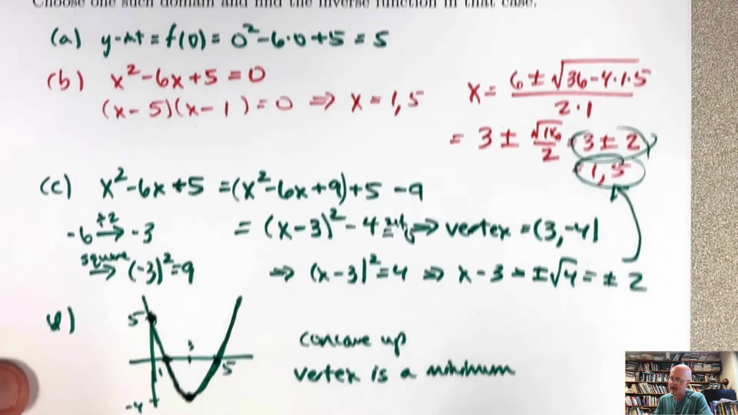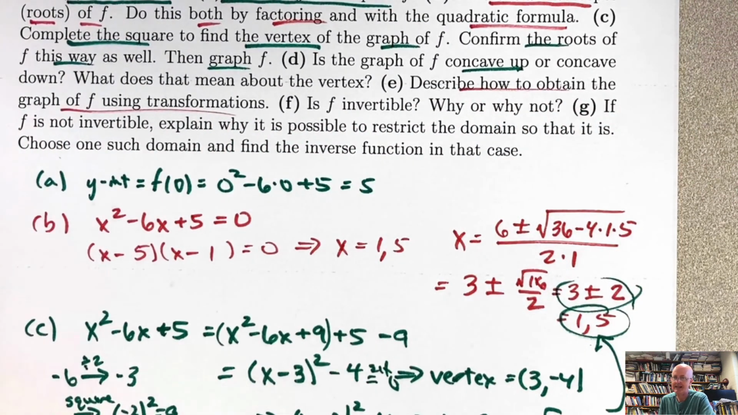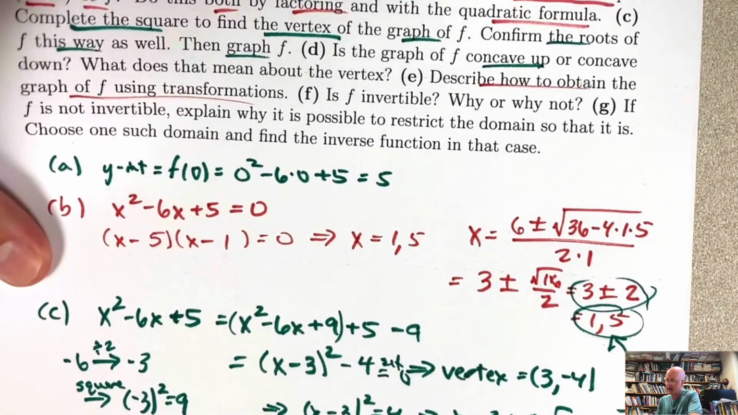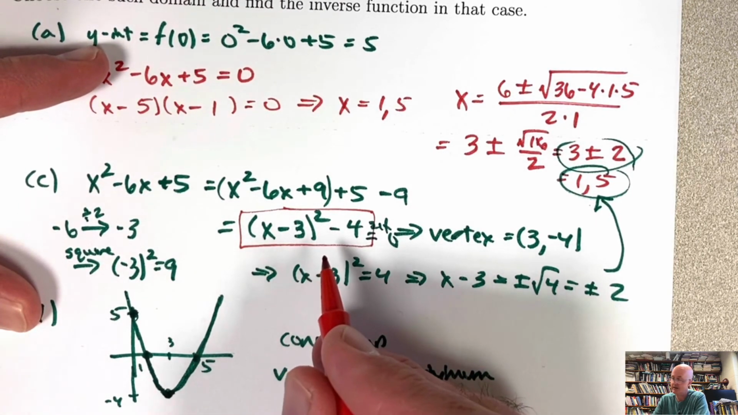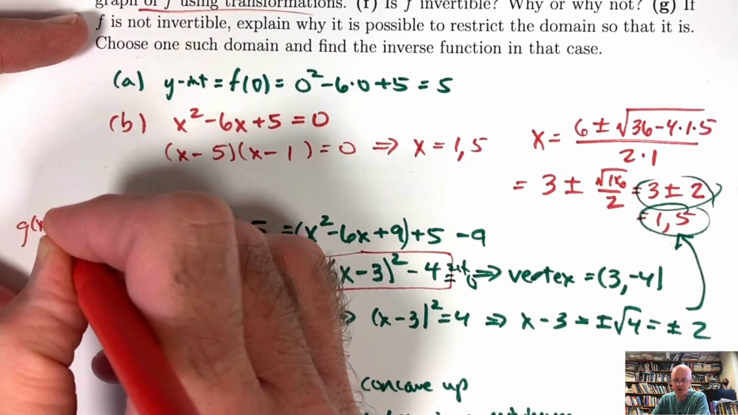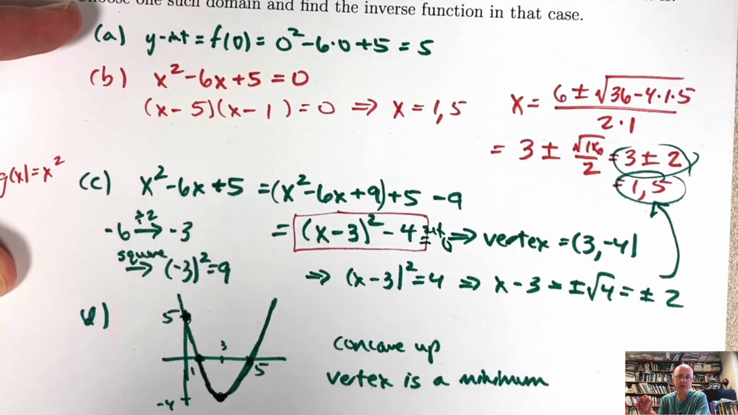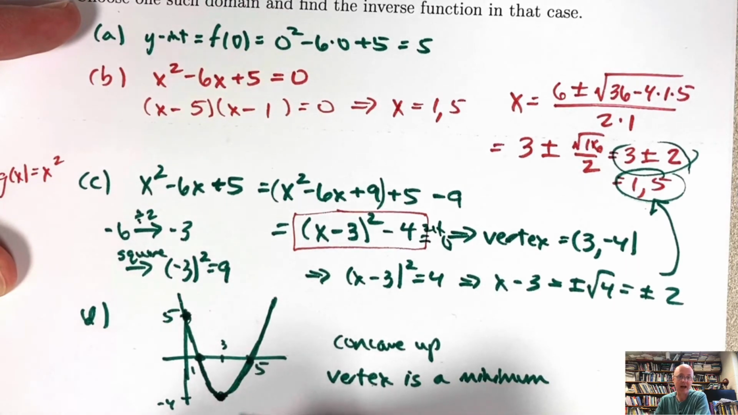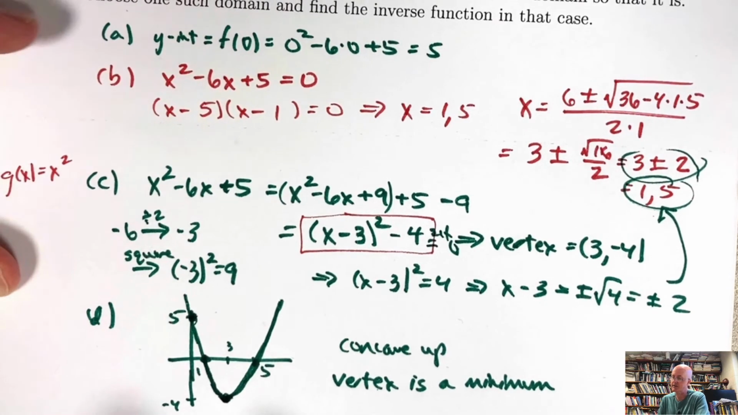Part E, describe how to obtain the graph of f using transformations. I'm just going to describe that verbally without writing things down because I'm running low on paper. Thinking about the vertex form helps you think about transformations. That's similar to the very first problem we did in this video. If you think of g of x as being just the x squared function, we obtain f of x by first replacing x by x minus 3. That translates the graph of g to the right by 3 units. And then subtracting 4 from it translates it down by 4 units. So it's the combination of two translations, first to the right by 3 units, then downward by 4 units, is how to describe this in terms of transformations.